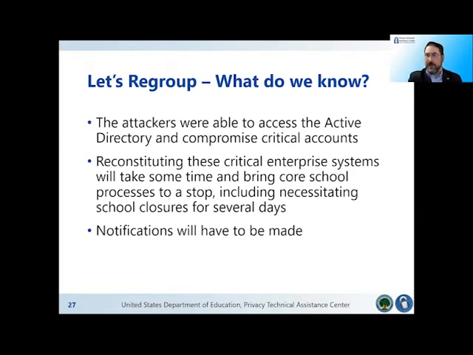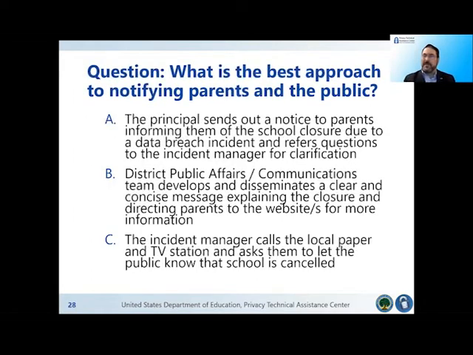So, quick circling back here: the attackers were able to access your Active Directory, so get into the fundamental operations of your enterprise, compromising critical accounts and creating accounts of their own. Recovery of those is going to require you to turn off these key systems, so you may be down for a day or two or whatever the case may be. So obviously notifications have to be made. What is the best approach, given our three options here, for notifying parents and the public?